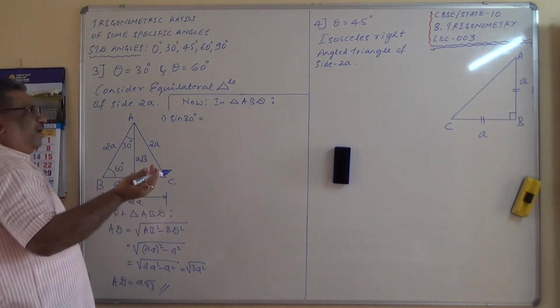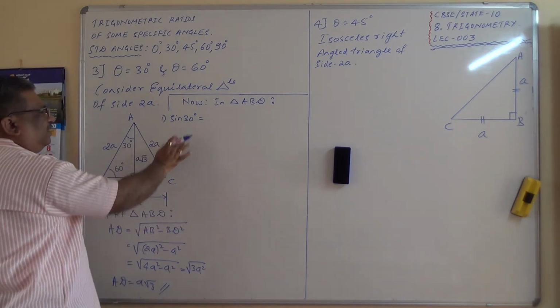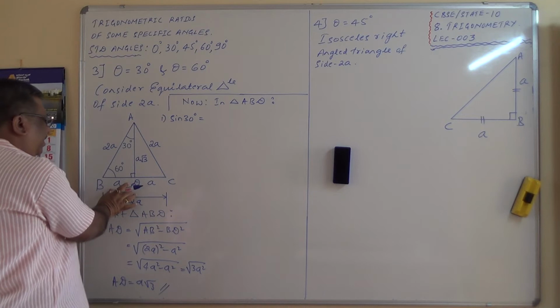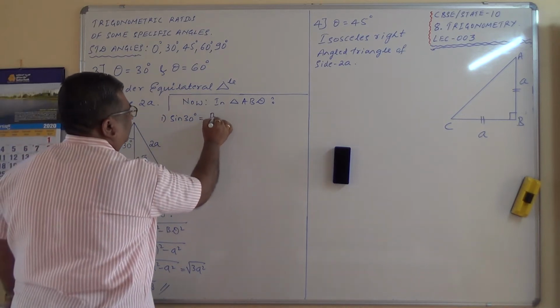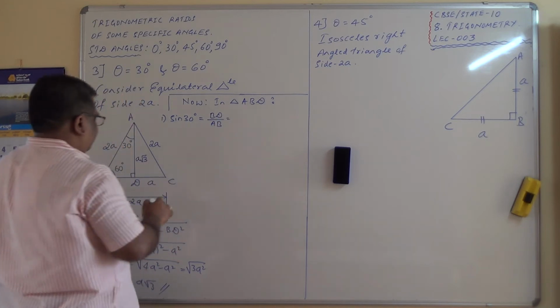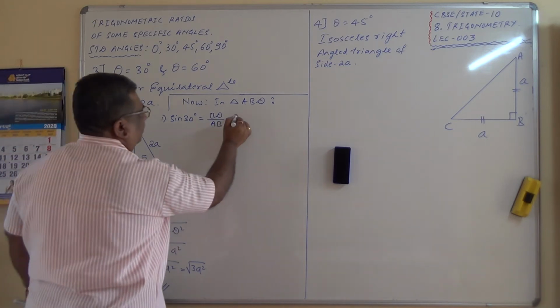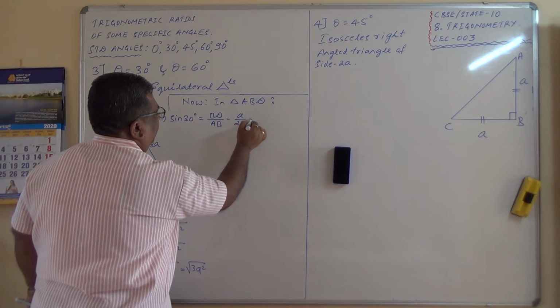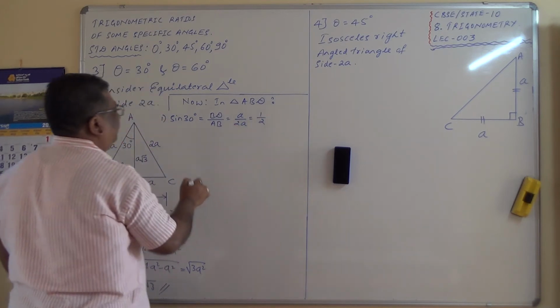0 and 90 degrees we have proved. We are going to work out for 30 degrees and 60 degrees. So BD by AB, which equals BD is A by 2A, which is 1 by 2.